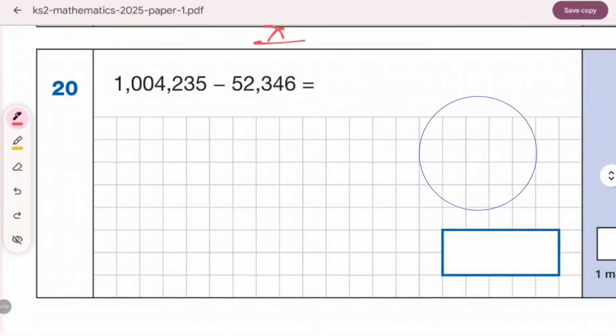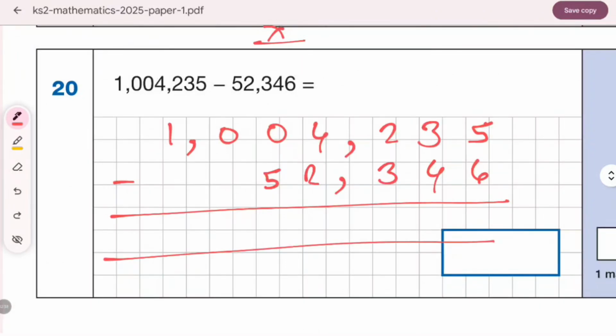In question number 20, we have to find the difference of these large numbers. Basically we have to subtract 52,346 from 1,04,235. Again we'll use the column method here. 5 minus 6 is not possible, so we'll borrow from 3. So 3 becomes 2 and the next number becomes 15. 15 minus 6 gives us 9. 2 minus 4 is again not possible, so we'll borrow from the preceding number. So 2 becomes 1 and this becomes 12. 12 minus 4 is 8.